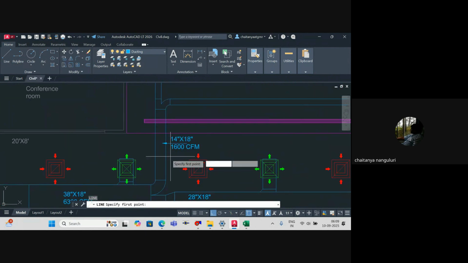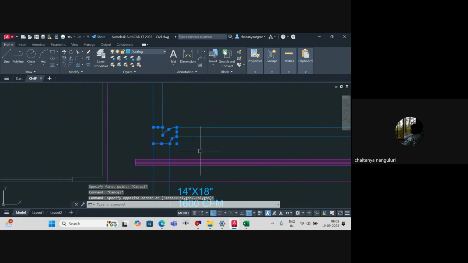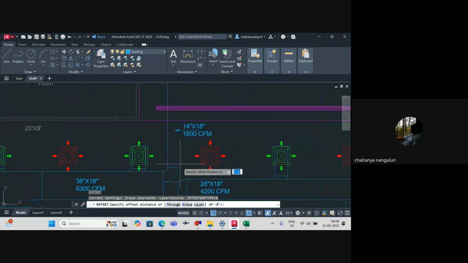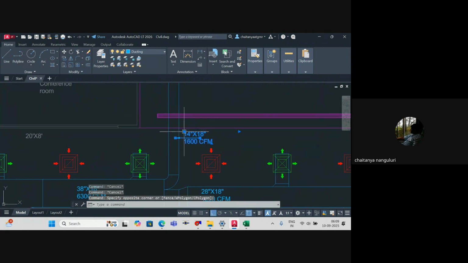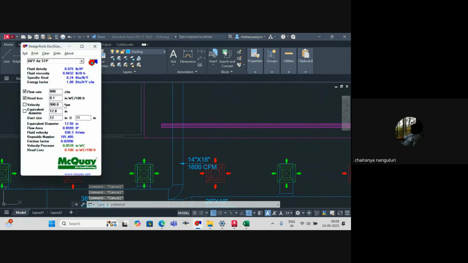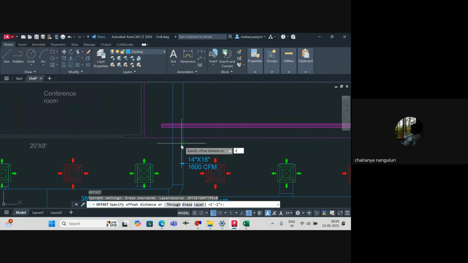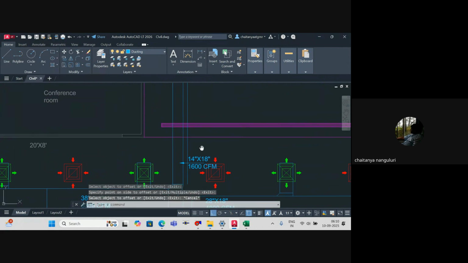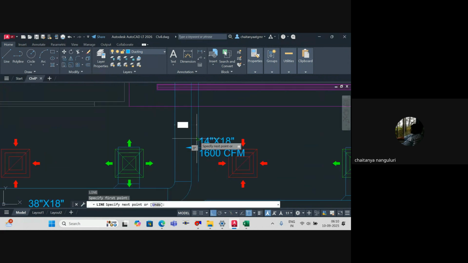Or here also I can make it. Instead of here, I'll just change it, please don't mind. What I would like to do is here, it's 18 inches, right? Sorry, 14 inches. Once this is 14 inches, I would like to change it to a different width, let's say 1600 CFM. So instead, I'll make it as 12 inches by 20 inches. So offset 20 inches. I would like to make it offset 24.